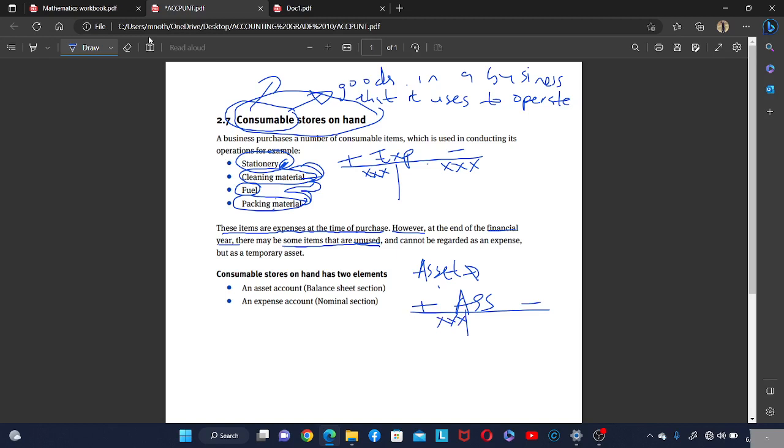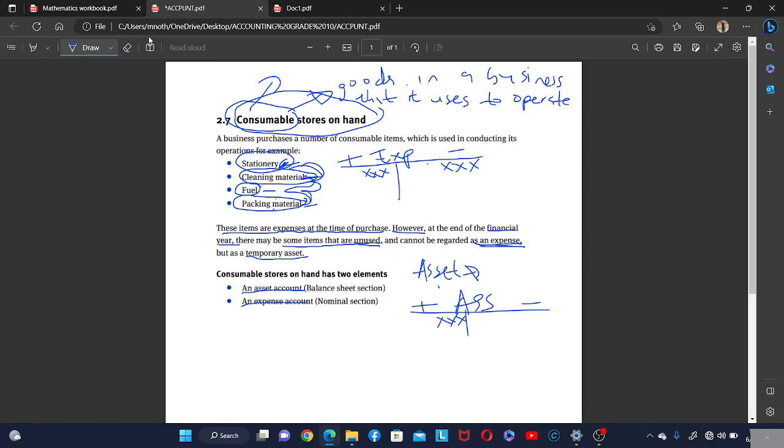Okay, so there may be some items that are unused and cannot be regarded as an expense. That is what they are saying, but as a temporary asset. So we regard the unused as a temporary asset. Okay. Consumable stores on hand has two elements: we have the asset account and then we have the expense account. Once we find out that maybe stationery or cleaning material or fuel is unused, what we need to do is transfer it to the asset account.